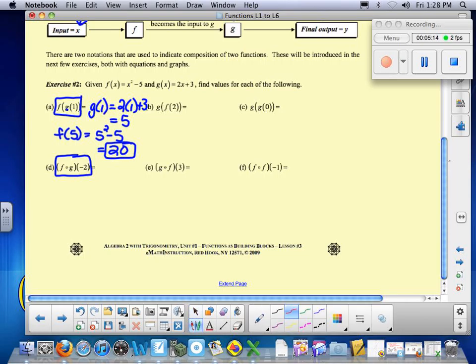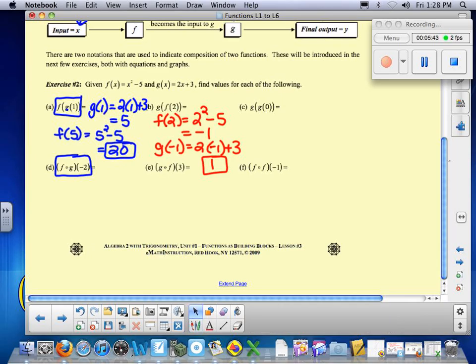Moving on to letter B, we're going to figure out what f of 2 is. So I'm going to take my 2 and replace the x with it. And I do get -1, correct. And then I'm going to take that answer and put it into G, and crunch those numbers. And I get 1 as my final answer for that. So if you plug the 1 in there, it would come out? I don't know. No. Yes. No. Maybe.